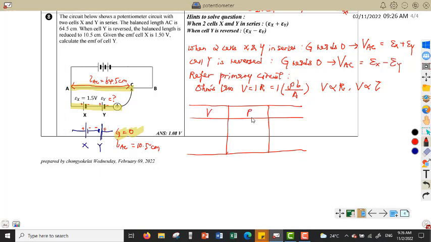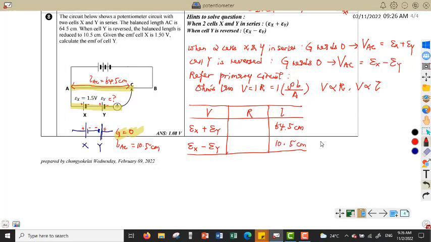So V, R, L, we have two conditions here. When our EX is connected in series, so we have EX plus EY, at that time our balance length is 64.5 cm. And then we have another condition. When we reverse the cell Y, our total voltage becomes EX minus EY, and at that time our balance length is reduced to 10.5 cm.